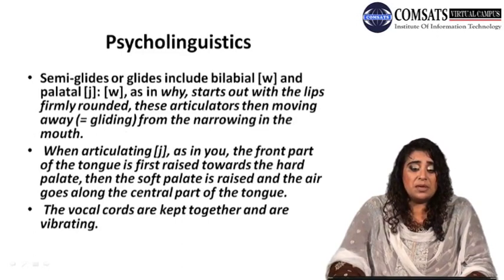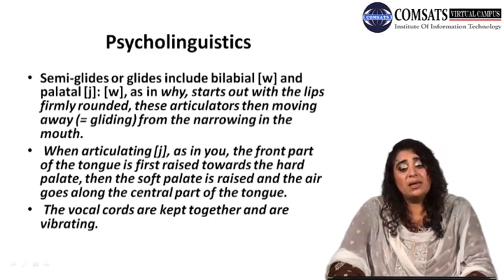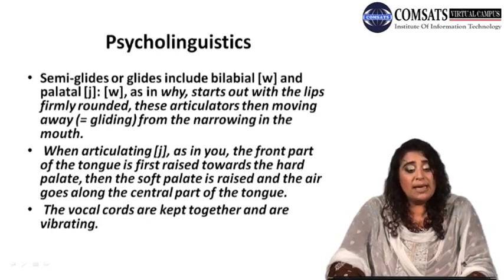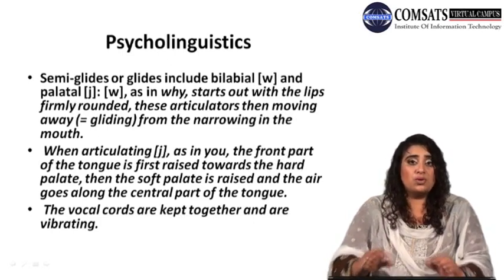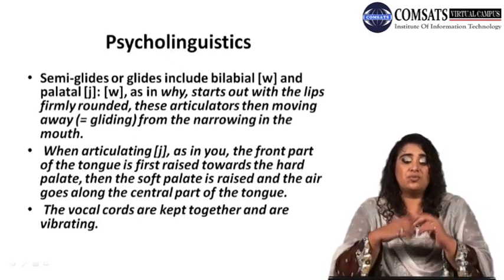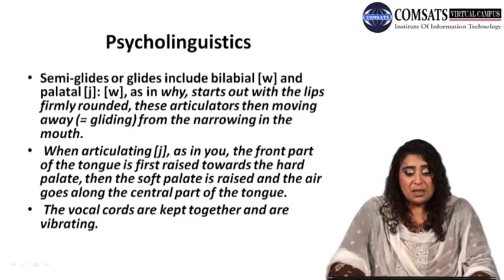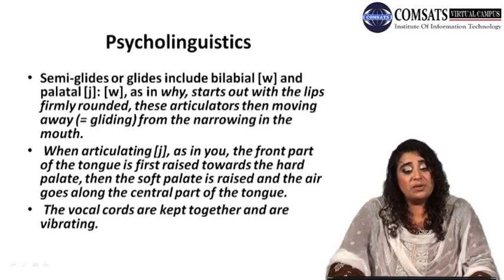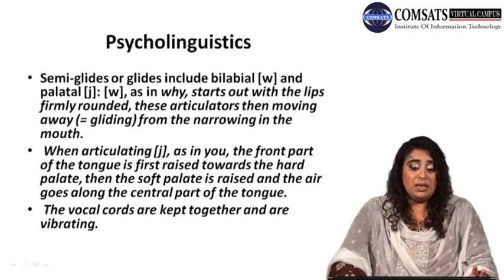So once we keep on going ahead, then we see that the semi-glides or glides include bilabial W and palatal J. W as in Y starts out with the lips firmly rounded. So we sort of make a circle of the lips to pronounce that word. These articulators then move away, gliding from the narrowing in the mouth.